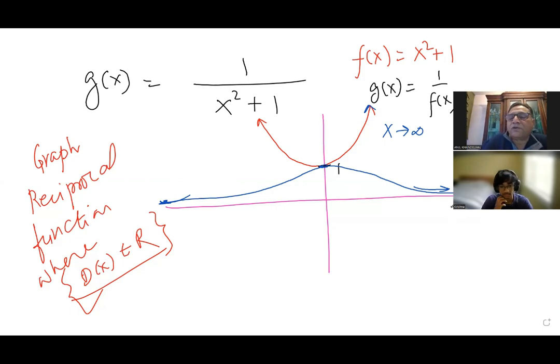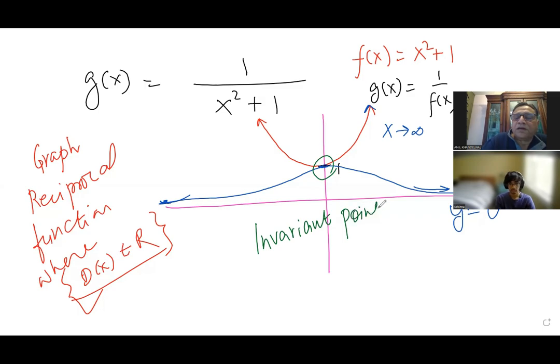And of course, you have a horizontal asymptote y equals 0 in this case. And this particular point, which we came across here, is called an invariant point. Invariant, it is common in both. It did not change. So in the graph of the reciprocal function which we've just taken, we have invariant point 1 because it was just the same for both the values. Clear?